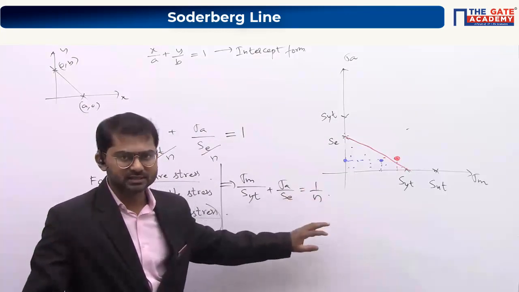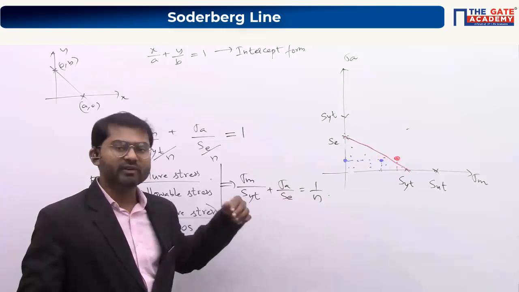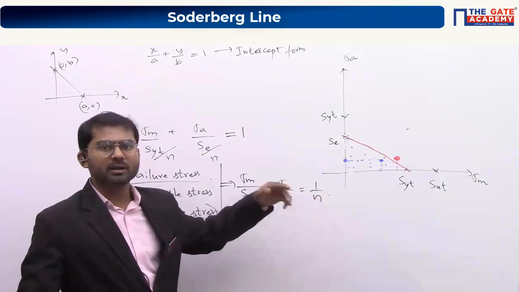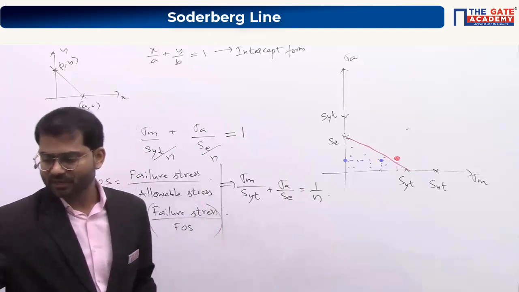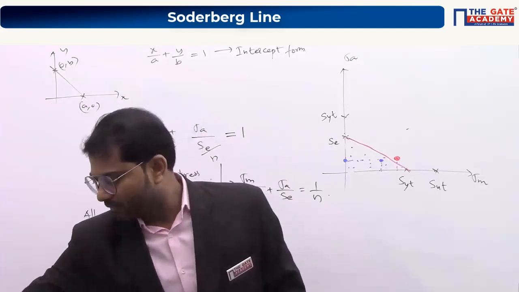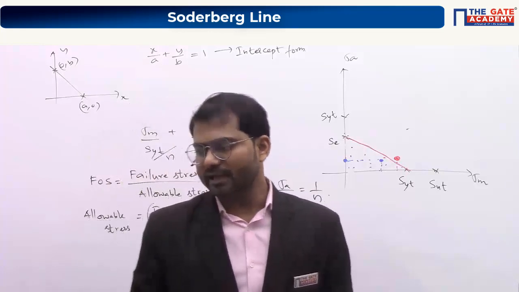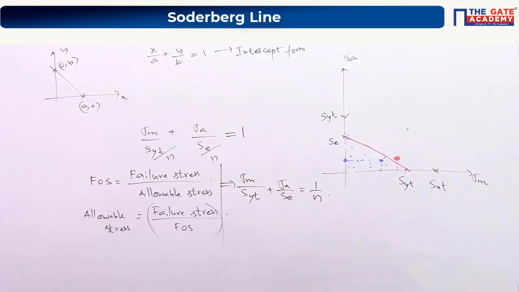The only difference is that when you are taking factor of safety, you are designing with respect to allowable stress. When you don't have factor of safety, or N is equal to 1, you are designing with respect to the failure stress itself. That's the only difference here. Understood everybody? Clear? If it is done, let's go with the next one, the Goodman line. The only difference is that in the place of SYT, you will have SUT for the Goodman line. Kindly make it fast, everyone.